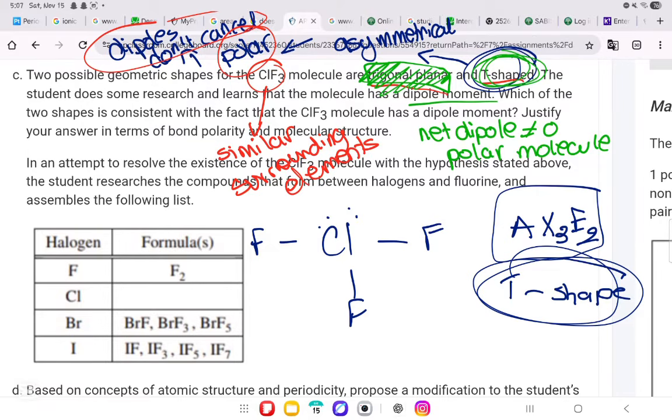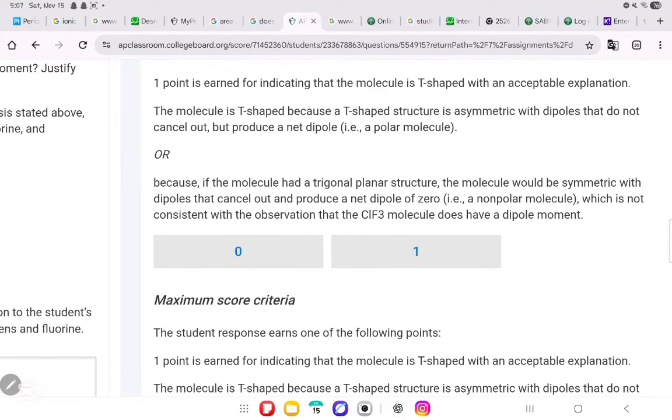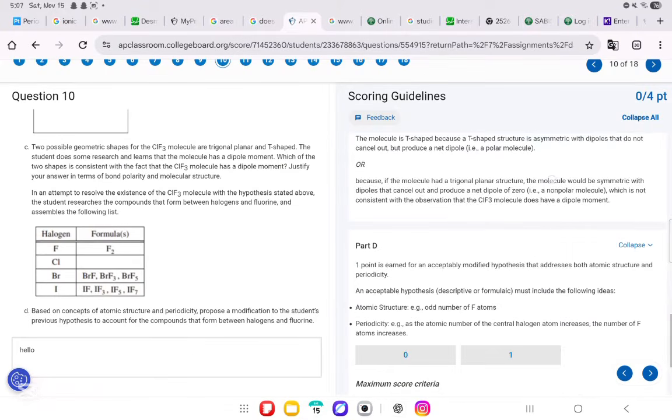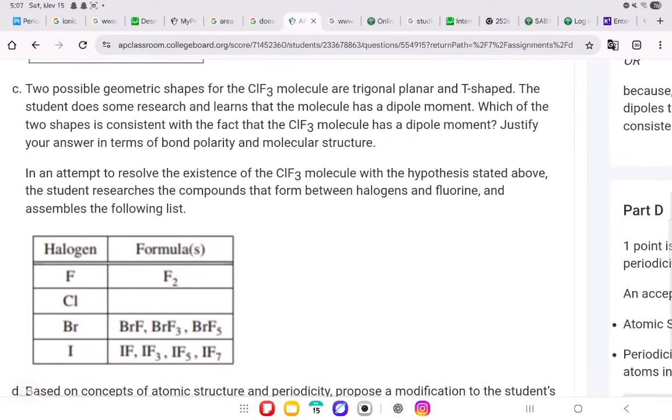Okay, so how did they explain it in part C? They said the molecule is T-shaped because the T-shaped structure is asymmetric with dipoles that do not cancel out but produce a net dipole. So basically something like this. Now what does he say in the next part?